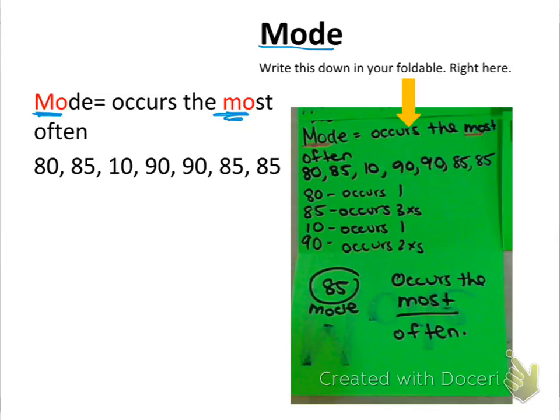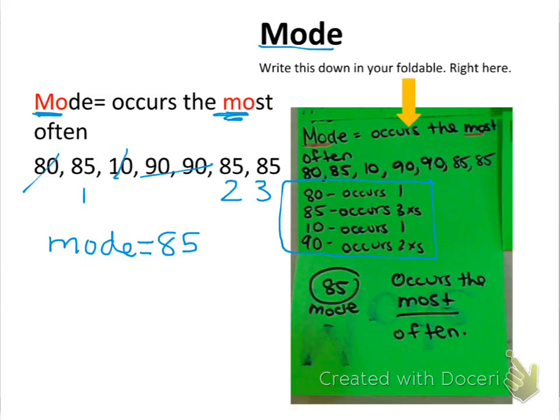Okay, what we're going to do is we're going to look through our set of data and see which one occurs the most times. If you want to make a little list like I did here, you can, and then it makes it really easy to see what it is, or you can just count it. So here I see there's only 1 80, so it's not 80. I see 1, 2, 3 85s, so that's a lot. 1 10 and 2 90s. So the mode in this situation is 85.